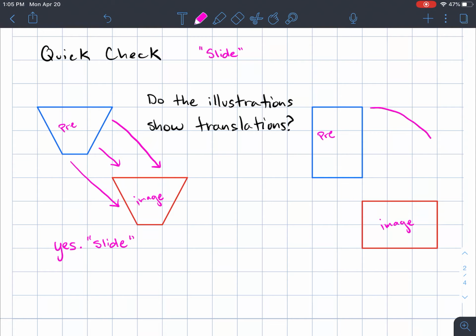Well, it looks like the shape turned. It was a rotation. It turned. So because it turned, this is not a translation. So on the left, yes. On the right, no. Moving on.